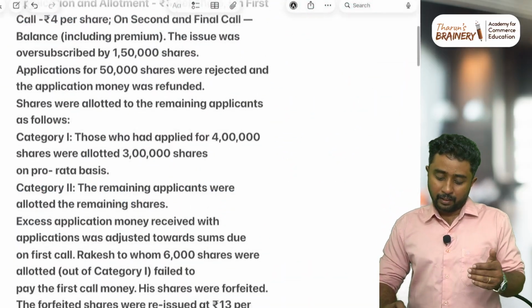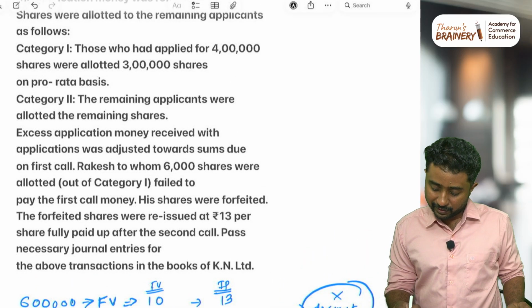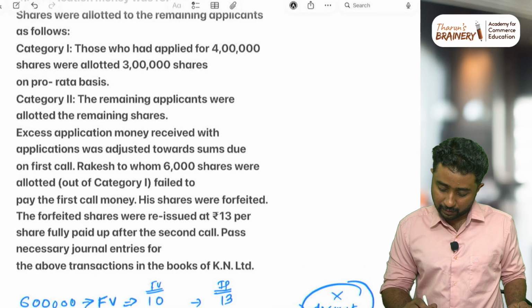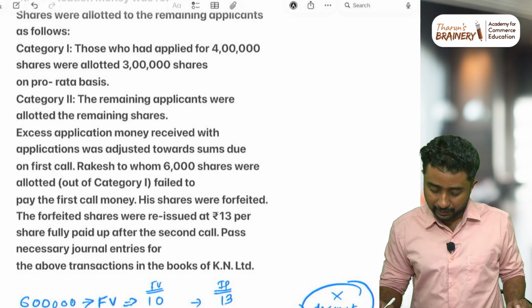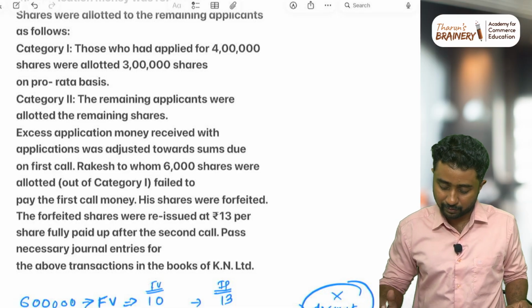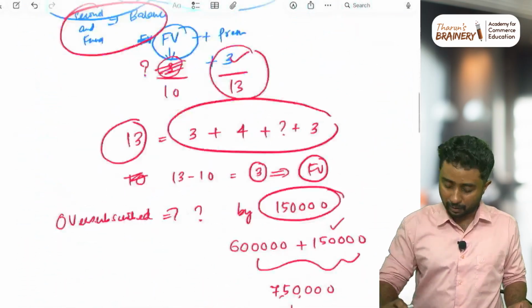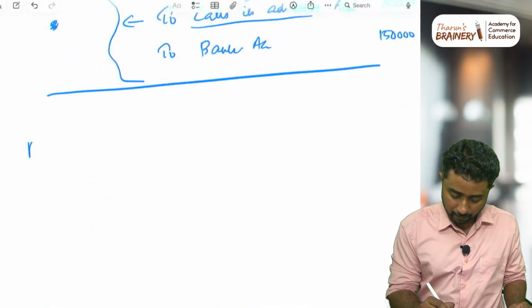Okay, now the next thing that you are supposed to do is, Rakesh, to whom 6,000 shares were allotted out of category 1, failed to pay the first call money. His shares were forfeited. These forfeited shares were reissued at 13 per share, fully paid up after the second call. So they are talking about another shareholder, so we will just analyze his case first.